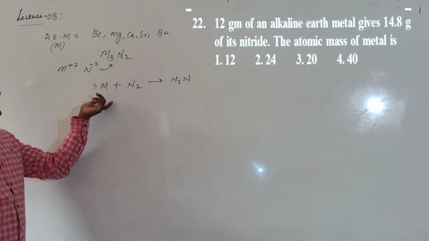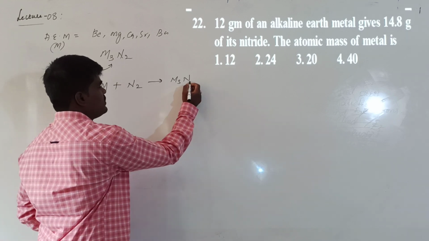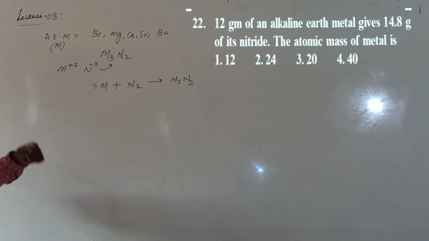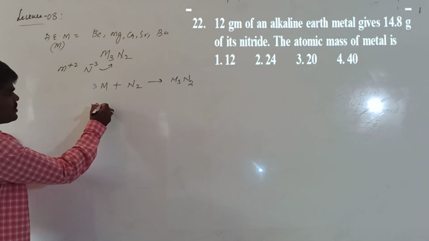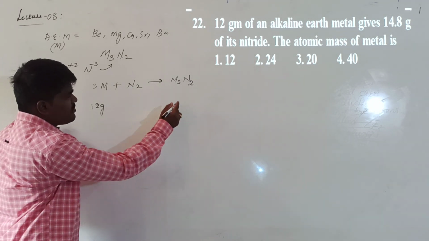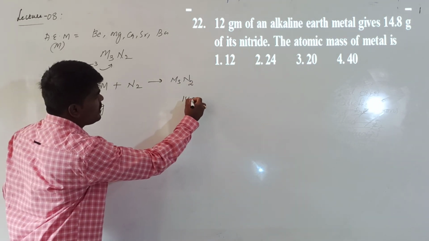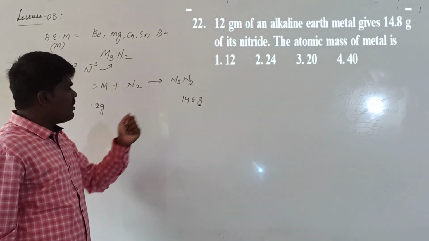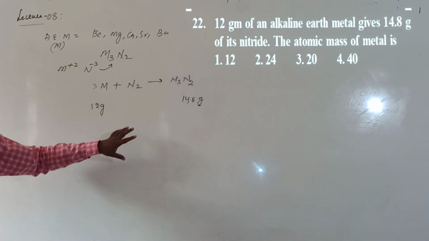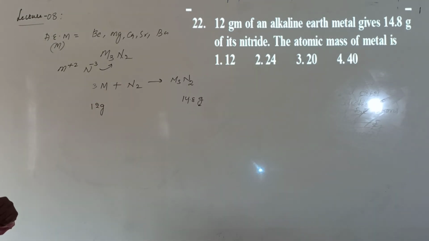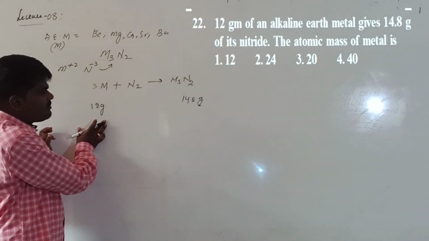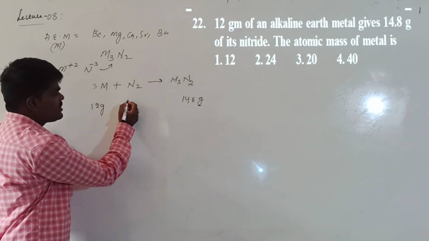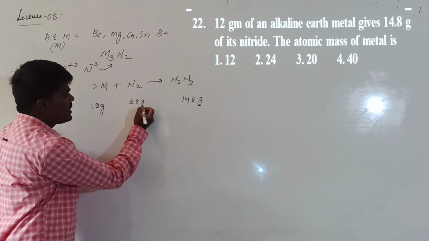Three moles of metal will react with 1 mole of nitrogen to give the corresponding metal nitride. Right? So from the given question, 12 grams of metal reacted to give 14.8 grams of metal nitride. So what might be the mass of nitrogen utilized? Here the mass of nitrogen will be equal to 14.8 minus 12 grams, which comes to 2.8 grams. Are you getting this?